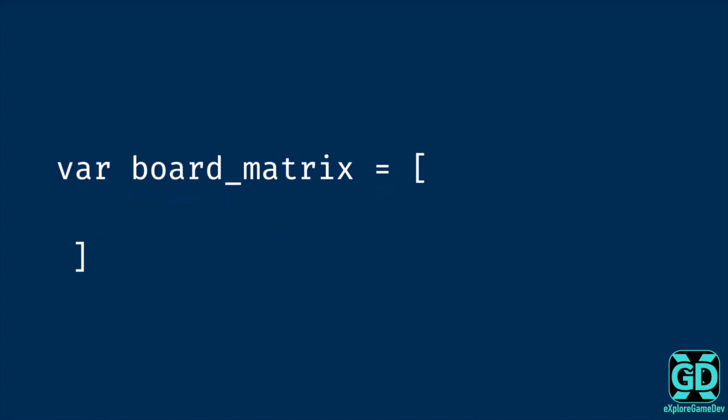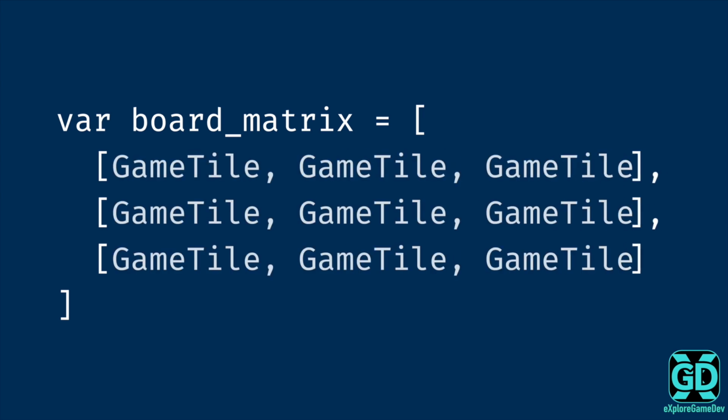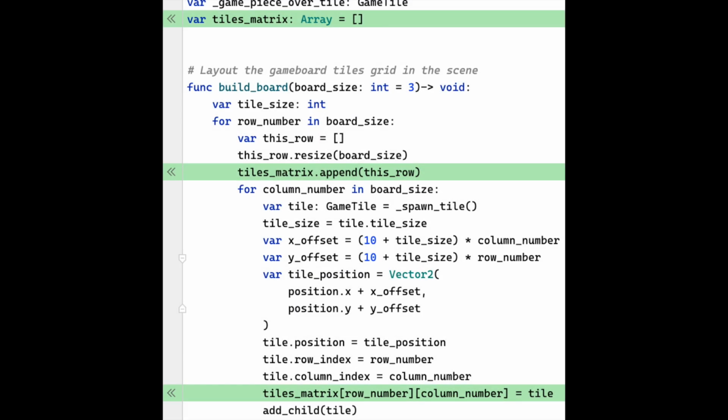So the tic-tac-toe board can naturally be represented by a matrix. For our purposes, we can simply think of a matrix as an array of arrays, which is easy to represent in GDScript. In our case, where we have a 3x3 game board, this is an array of 3 elements, where each element itself is an array of 3 elements, in this case, game tiles. As a first step towards win detection, the build board function is refactored by adding a matrix to store the individual game tiles. In this case, tiles matrix is the array of arrays we just discussed.